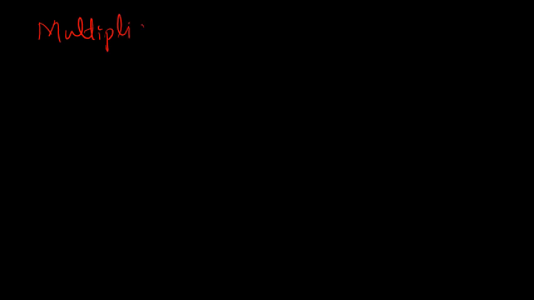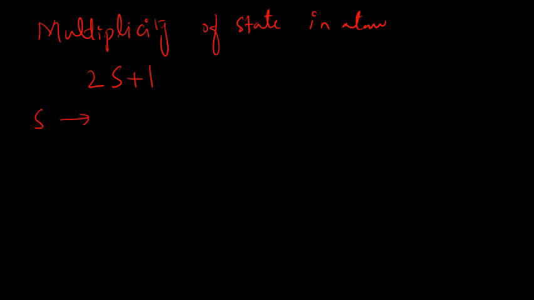Here, as we are talking again and again in Hund's rules about the multiplicity of the states, what is the multiplicity of a state in an atom? In an atom, the multiplicity of the state is 2S plus 1. Now what is S? S is the total electron spin.